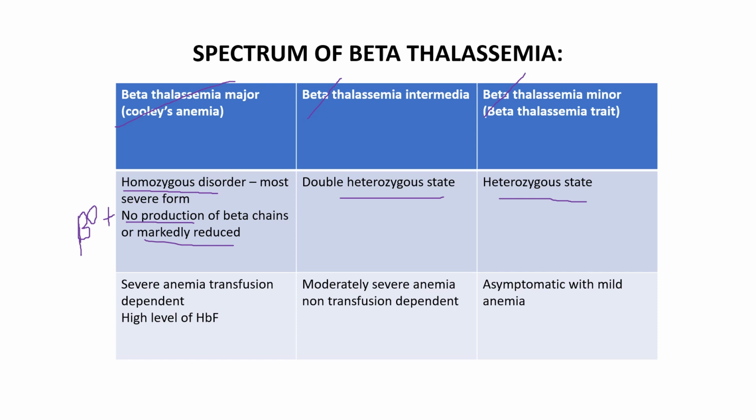Thalassemia major is the severe form where there will be severe anemia and it is transfusion dependent. Whereas thalassemia intermedia is not that severe, it is a moderately severe anemia that does not require blood transfusion. Minor is asymptomatic with mild anemia. In beta thalassemia trait, HbA2 will be elevated, whereas in beta thalassemia major, HbF will be elevated. This is the spectrum of beta thalassemia.